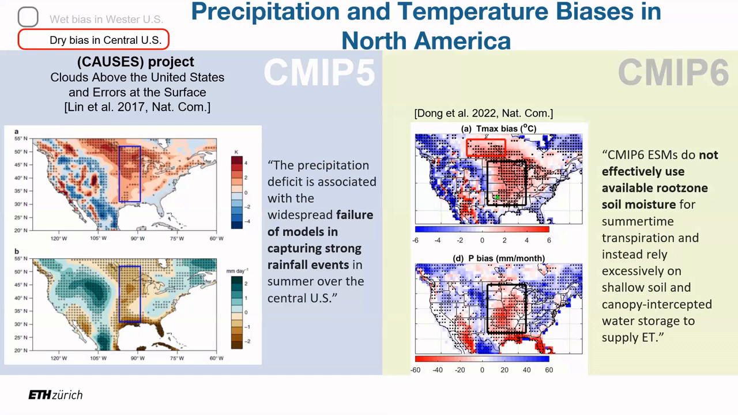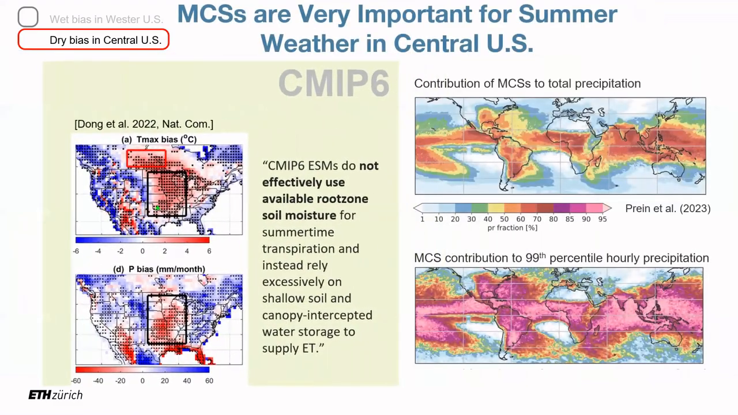So we got a new supercomputer at NCAR, and we were really psyched because we know we can do MCSs quite well at 4 kilometer grid spacing. So we thought if we do 4 kilometers over the US, we will eradicate this dry bias. So let's see what happened.